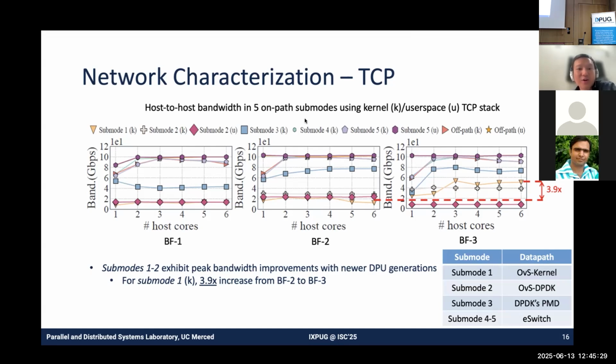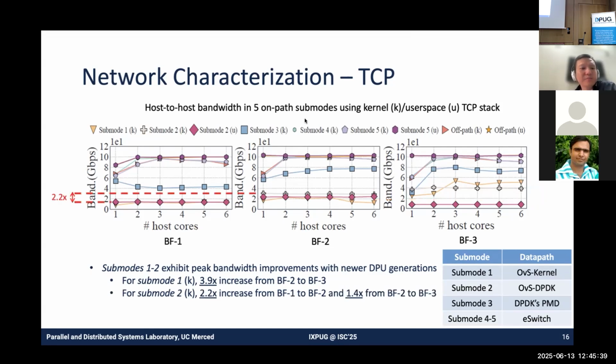bandwidth increase from BlueField 2 to BlueField 3. Which means definitely BlueField 3 brings some extra benefit from bandwidth utilization. And for submode 2, you can see that there's a 2.2x increase from BlueField 1 to BlueField 2 and a 1.4x from BlueField 2 to BlueField 3, which means that in this submode, the bandwidth keeps improving over the years, or over the generations. That's good.